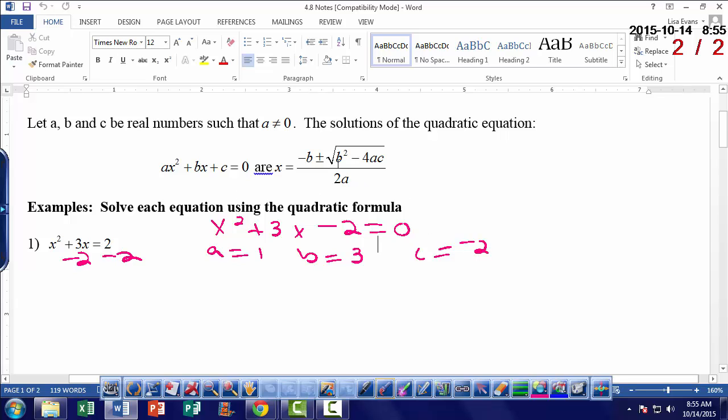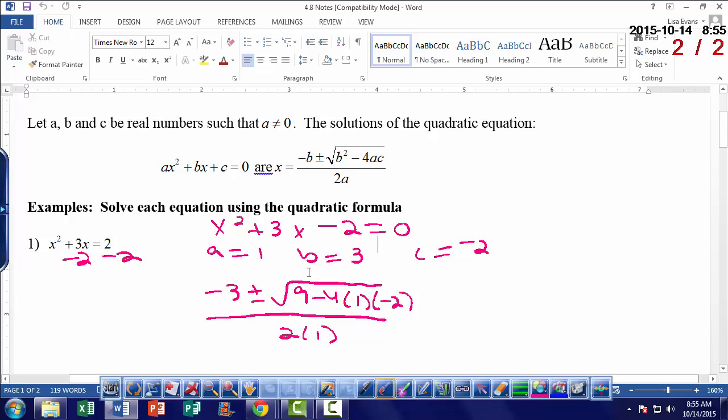Okay, go ahead, plug everything in. So I plug b in, I get negative 3 plus or minus. I just go ahead and do the b squared, so 3 squared is 9, minus 4 times 1 times negative 2, all over 2 times 1. Okay, so what I usually do is I'll simplify this first. So I'll go ahead and do negative 3 plus or minus 9, this ends up being 9 plus 8 because negative 4 times 1 times negative 2 is positive 8, so we get 17 over 2.